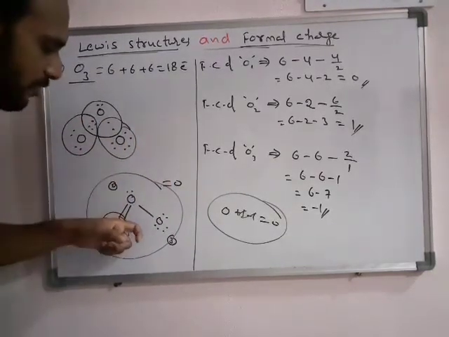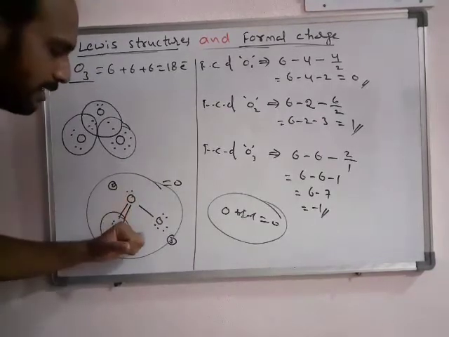If the formal charge of a structure becomes 0, that will be treated as the best structure for that molecule.